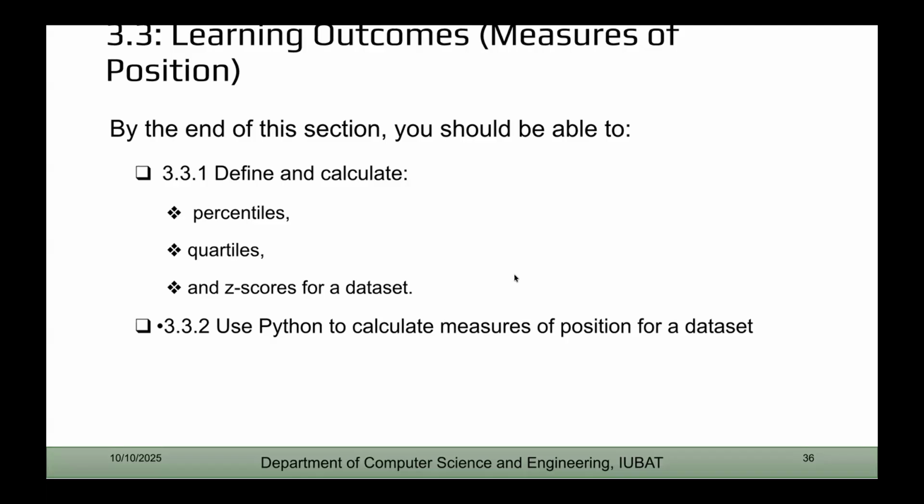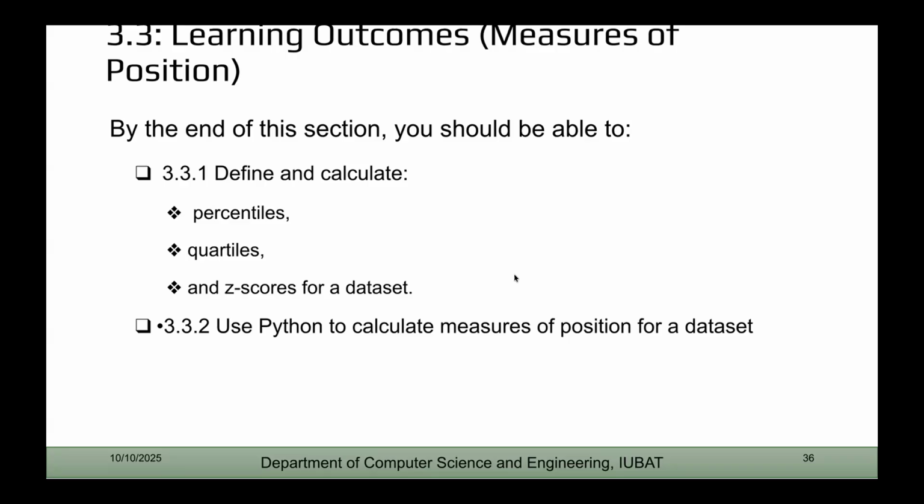Okay, so in chapter 3 on statistical measurements, so far we have covered measures of center and measures of variation. Now we are going to focus on measures of position. By the end of this session, you should be able to understand what percentiles and quartiles are, and at the same time, what we understand by a Z-score for a data set.